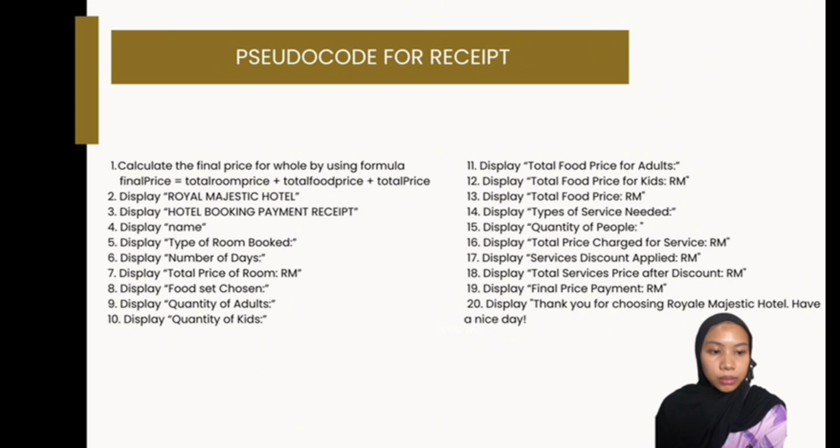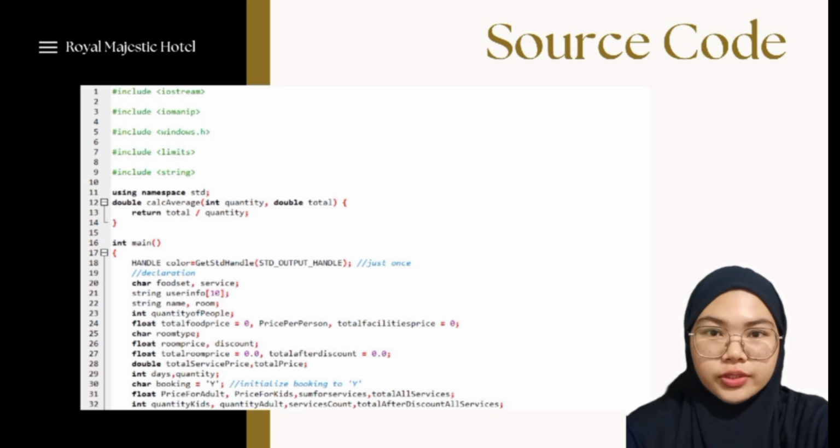Then at the bottom of the receipt, it will display "Thank you for choosing Royal Majestic Hotel, have a nice day." This is the C++ code that implements the booking system, and we will explain each part in detail.